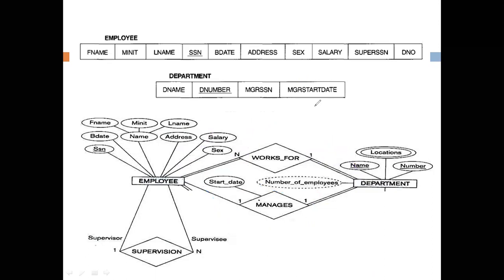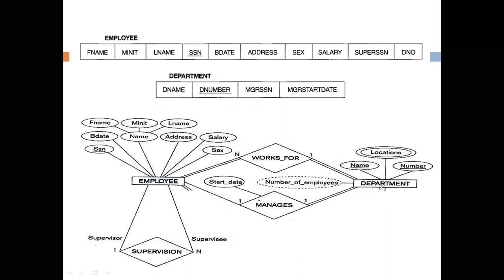So this is about the attributes and the cardinality ratios. Now, if you observe, there is a double line over here. So this double line indicates total participation. So what is total participation? Total participation means the entity must fully participate in a relationship in order to exist.